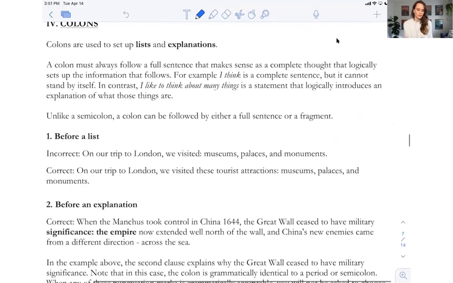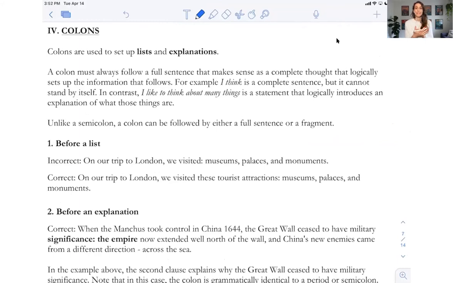So colons. Colons are used to set up lists and explanations. I think of colons as the mic drop. So it does all the work. It sets it up. So you don't need to use transition words with colons. So no need for transitions.